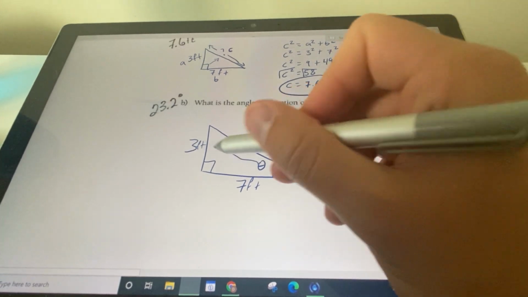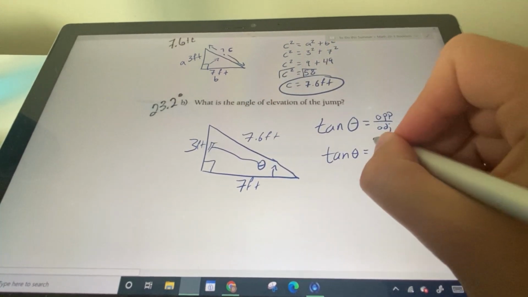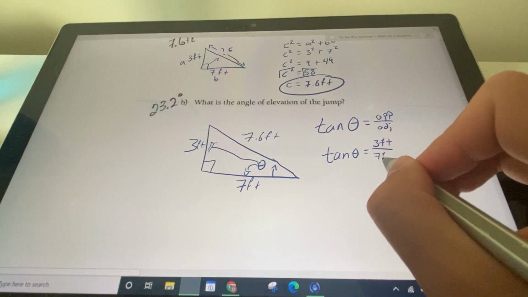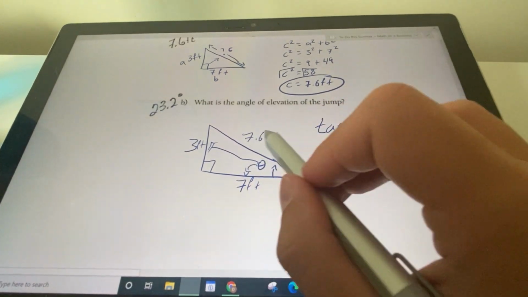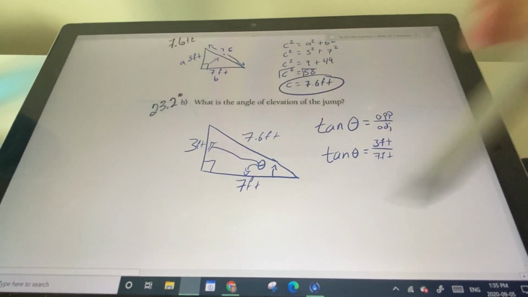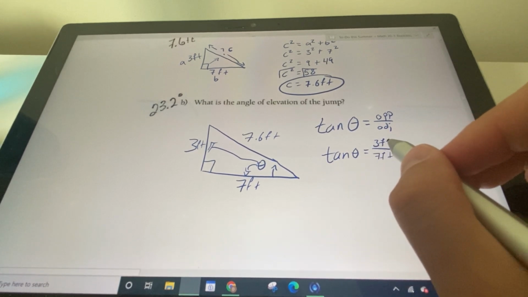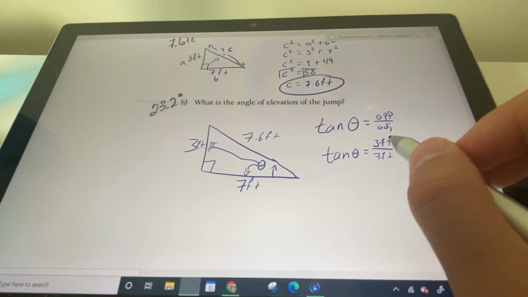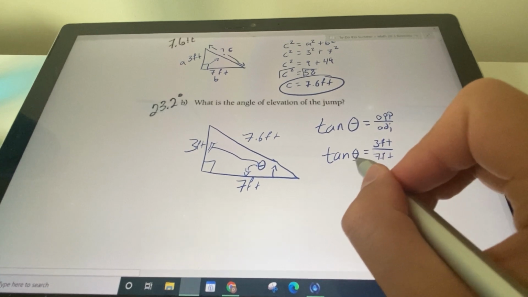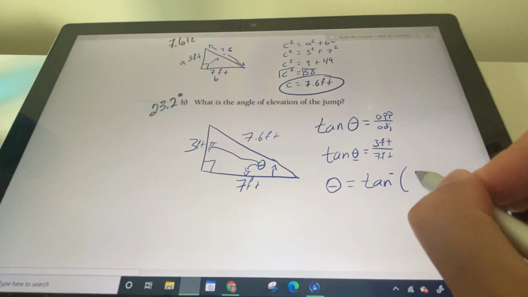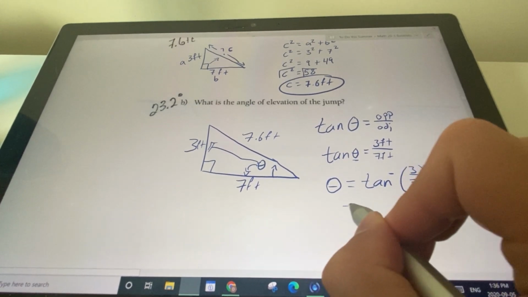What's our opposite? Well, it's across from our angle, which is 3, over the adjacent, which is 7. Okay, remember, why is it not this? It is not that because that's the hypotenuse. A hypotenuse cannot be an adjacent side length. Okay. Now we have the tangent ratio, but we're trying to figure out what this angle is. Remember, when we're trying to figure out angles, we need to take the inverse of 3 over 7.